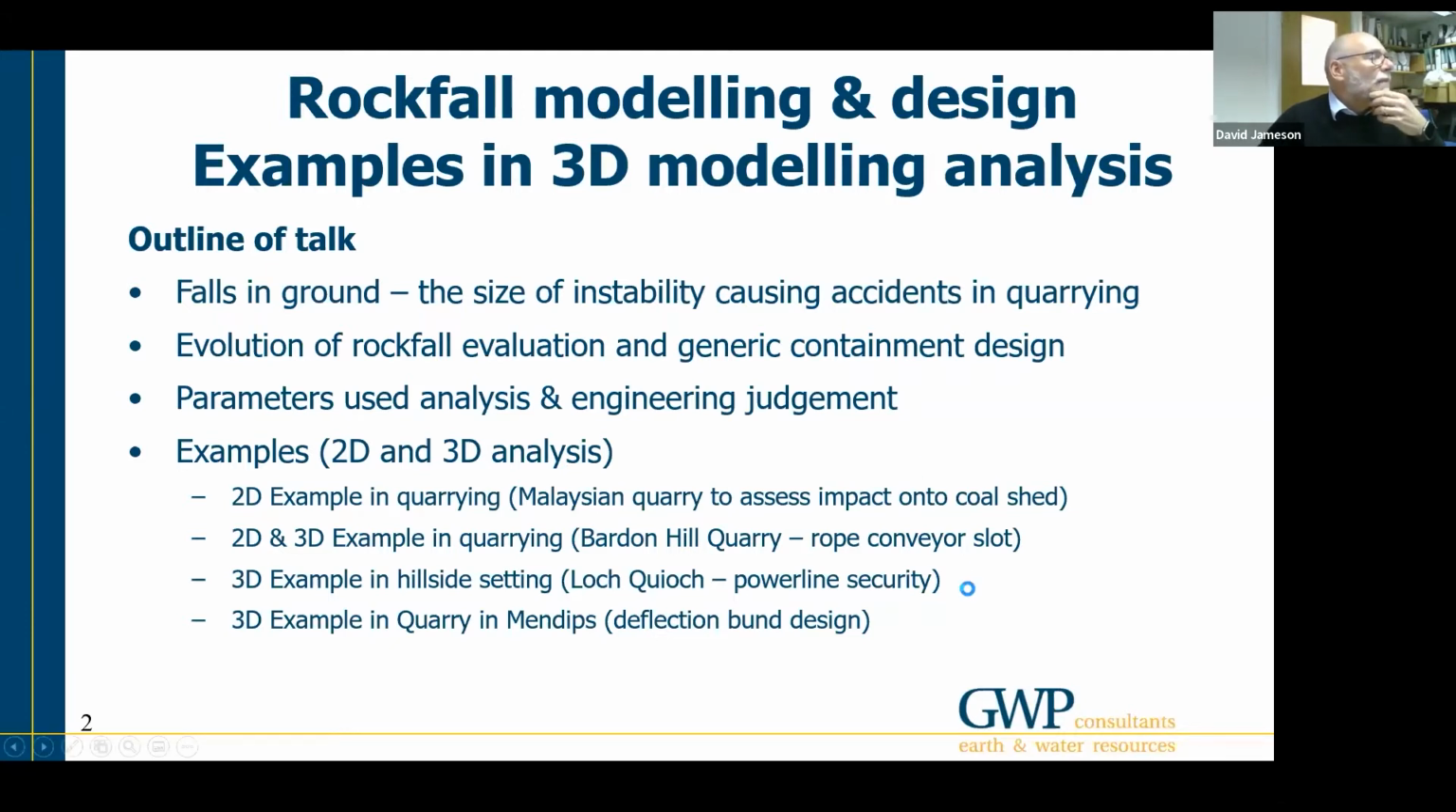So the outline of the talk follows the following. I'm going to talk about the reasons for rockfall modeling in the first place, a little bit on the evolution of rockfall evaluation, and how we go about doing some generic containment design, and discuss also where we might want to move away from that generic design and go on to something which does some more accurate modeling, so we can normally pull in the rock traps at the bottom of the faces.